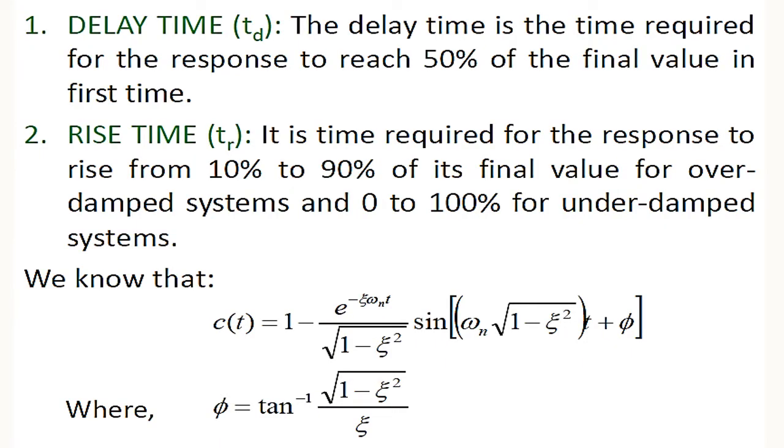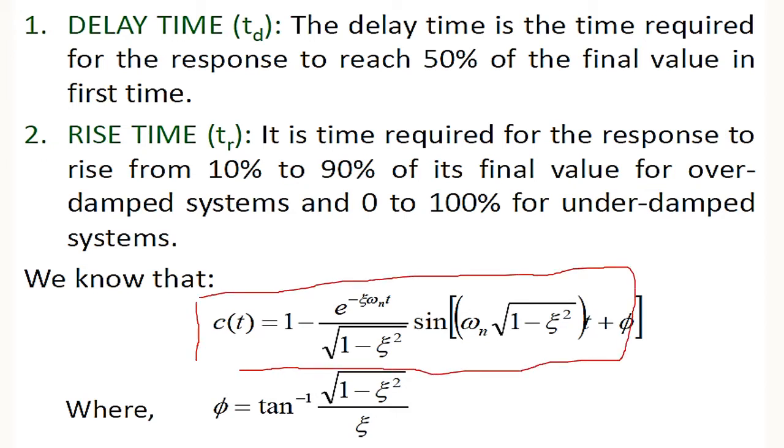Now, delay time is defined as the time required for the response to reach 50% of the final value for the first time. The rise time is the time required for the response to rise from 10% to 90% of its final value for overdamped system, 0 to 100% for the underdamped system. And this is the equation which is useful for understanding the time specification.